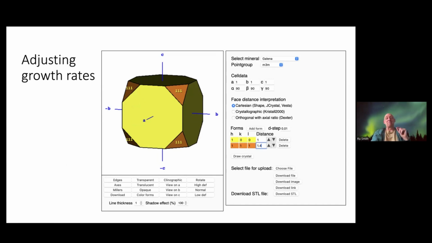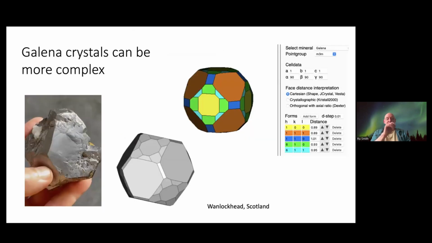I'll show you later a bunch of kids in Malaysia in a museum open day where they were just playing with these models until they were happy, until they had a nice match, and then actually printing out the results as souvenirs. So we looked at two forms, very simple ones. One was the cube and one was an octahedron. But galena can be quite a lot more complicated.